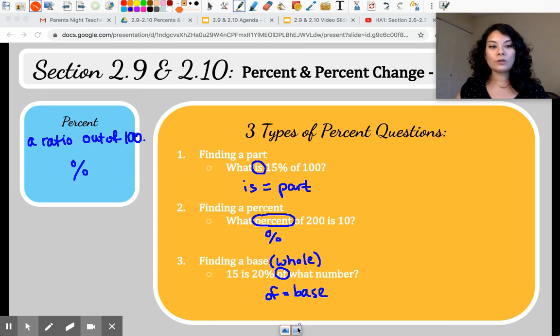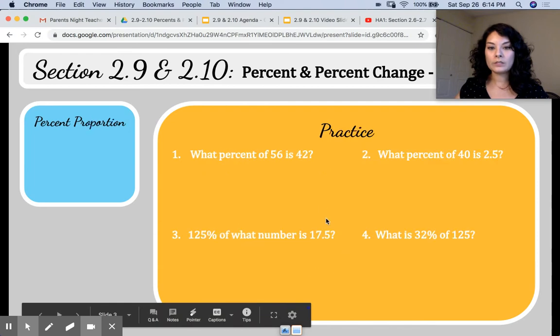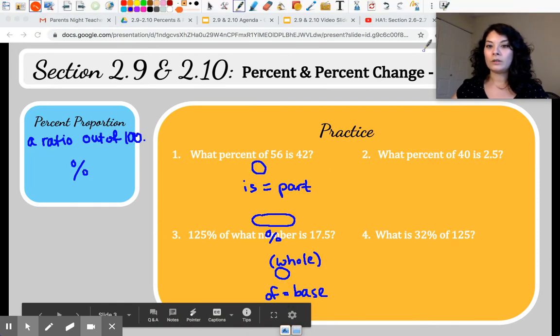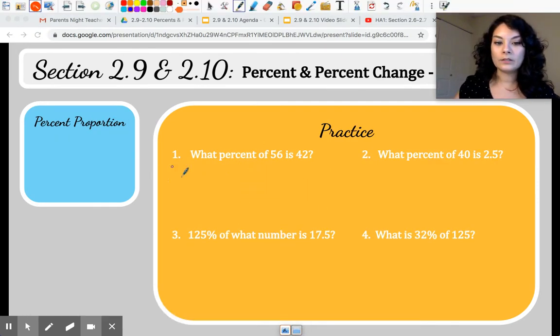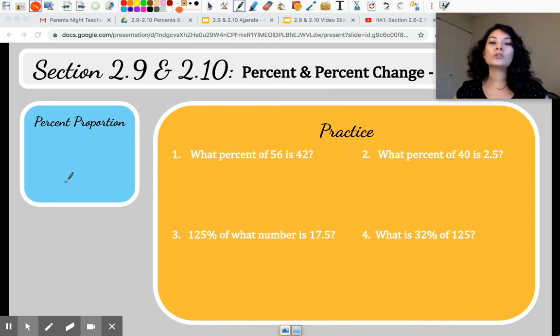Okay, so let's do a few practice problems. You want to copy this stuff down. There's two ways that we can approach a percent problem. One way is using a proportion, just utilizing the same skills that we reviewed in the last couple of sections.